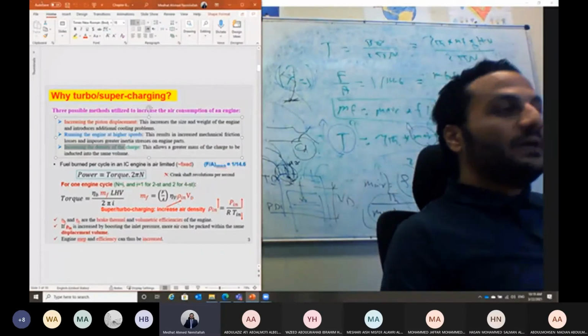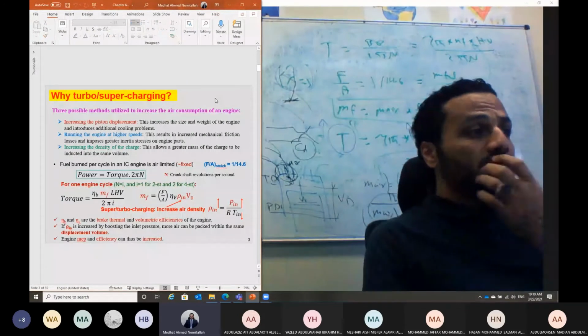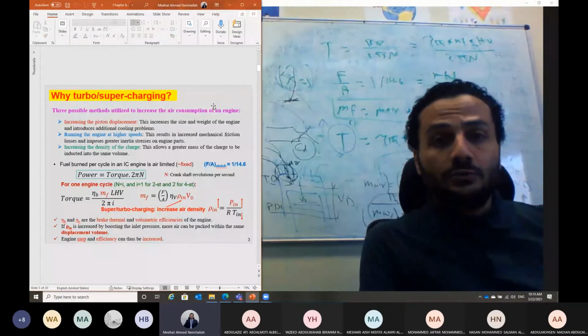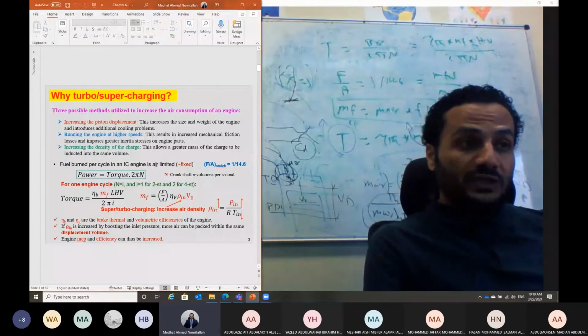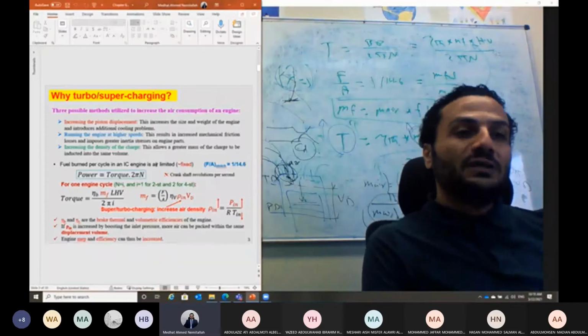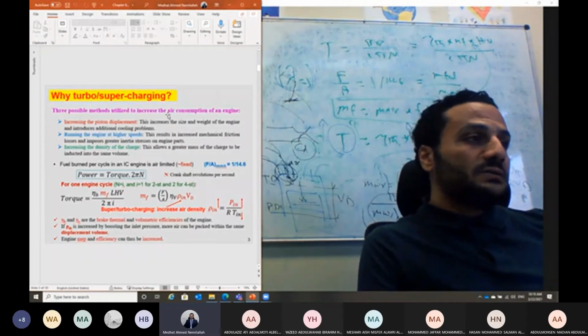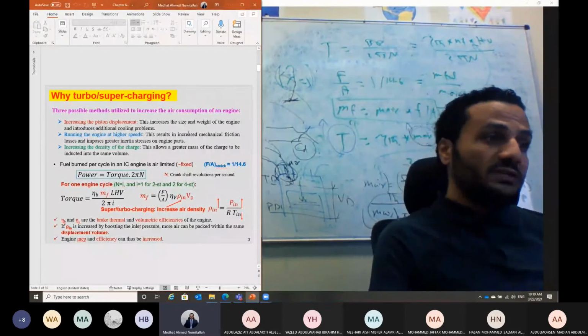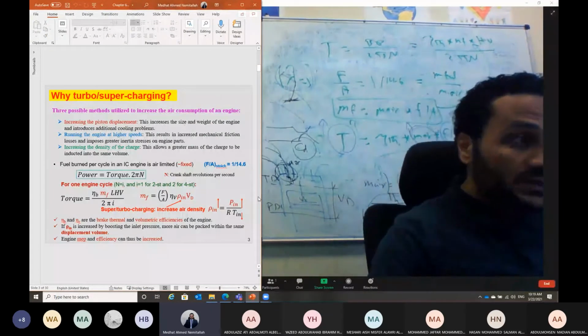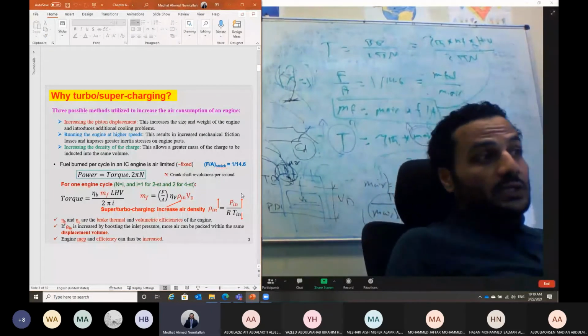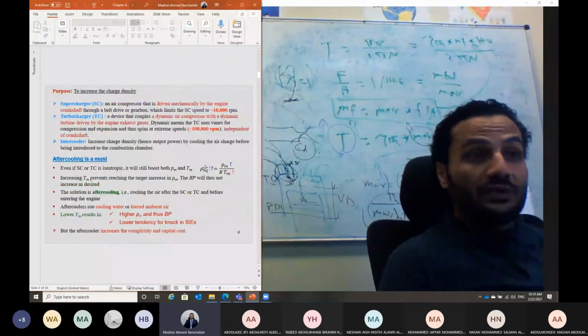This is the idea, guys, why we use the engine turbo or the supercharger in order to improve the power output of the engine for the same engine size. We can increase in this case the power output. The way to do it is to increase the pressure of the incoming air. So in this case we use an air compressor.